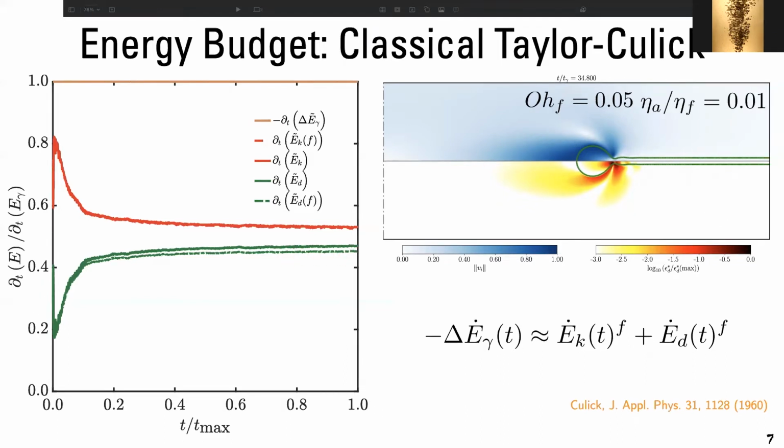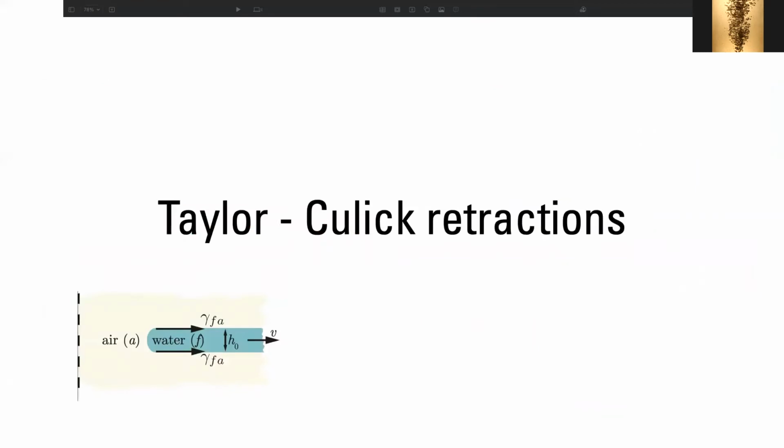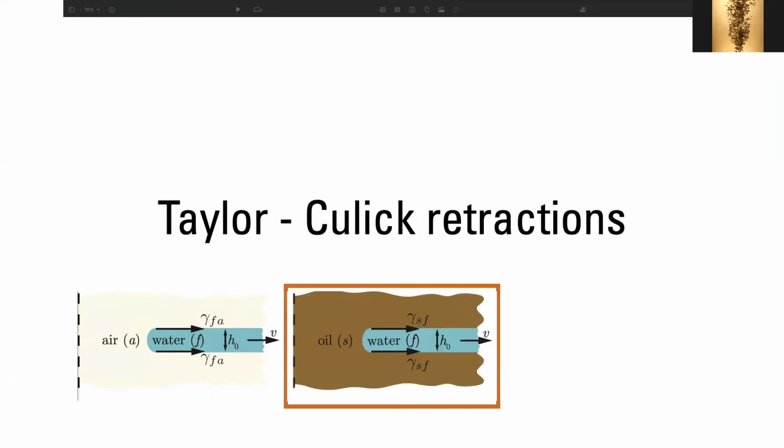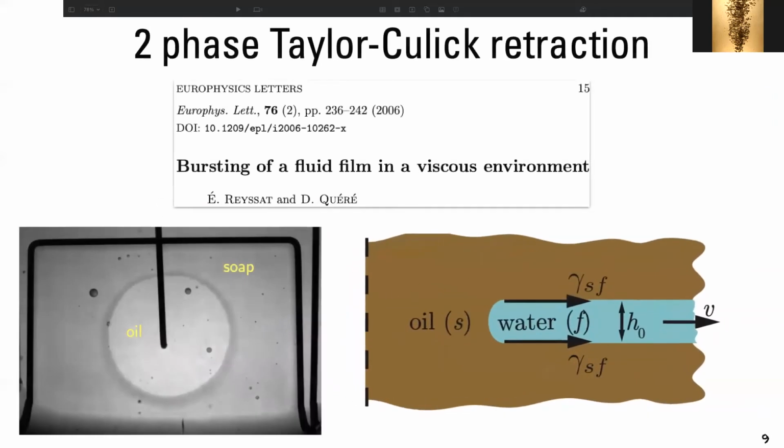So what we have done is that we were able to reproduce both Taylor's as well as Culick's calculation. But I promise that I will talk about something different today. So let us look at a different canonical configuration, namely one where the surrounding is filled with a viscous oil. And luckily, there is already a paper in literature where David Curry et al.